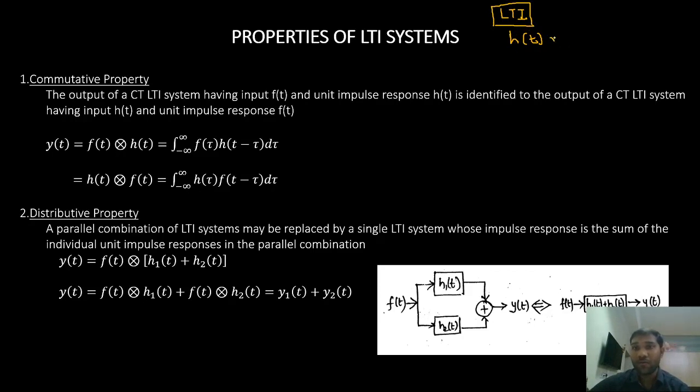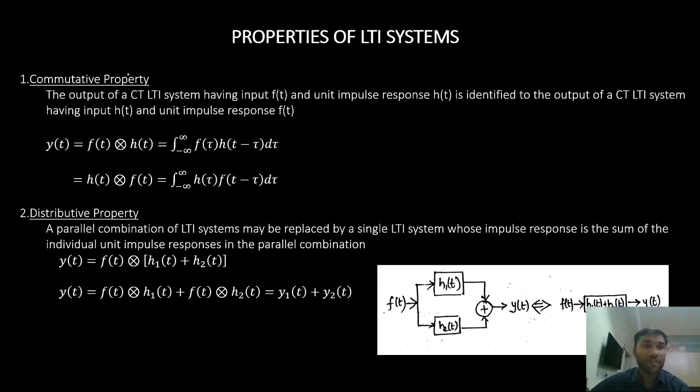How? When you convolve the impulse response with any given general input x of t or f of t, we will get the output y of t. This is the response of the LTI system. For any given input, when you convolve it with the impulse response, you get the corresponding response of the system. So the system behavior can be predicted. Now we look at the different properties of LTI systems.